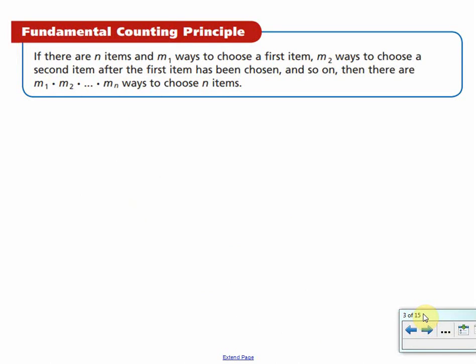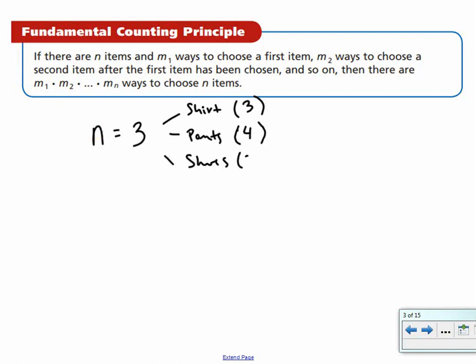The fundamental counting principle says that if we have n items, so in my shirt, pants, and shoes example, my n was 3 because I had shirt, pants, and shoes. And I have m sub 1 ways to choose the first item, so that would be 3 for shirt, and m sub 2 ways to choose the second item, and so on and so forth. Then there are m sub 1 times m sub 2 times, up to m sub n, ways to choose n items.